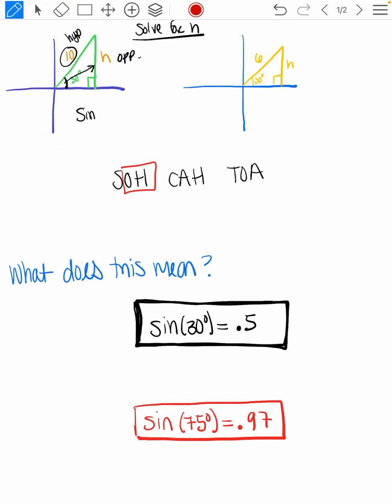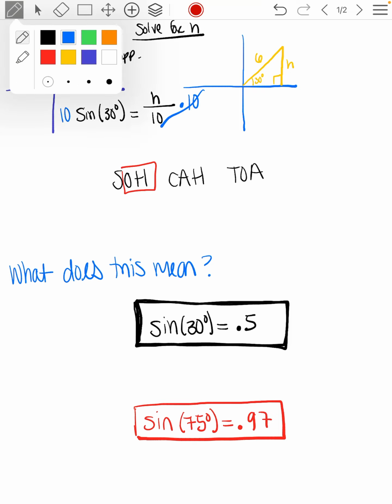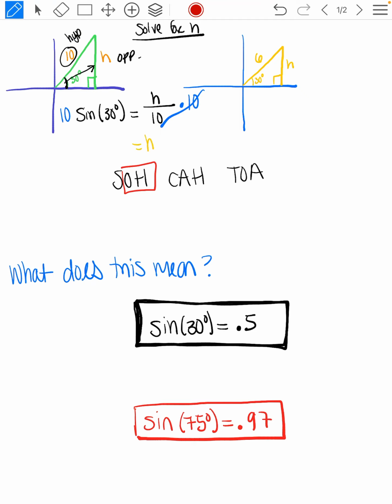So we're going to do sine of our reference angle, which is 30 degrees, equals opposite over the hypotenuse. And in this case, the opposite is h. The hypotenuse is 10. And then we're trying to find the height, so we need to get that by itself. Since on the right side we have h divided by 10, we can multiply by 10 on both sides. That gets us h by itself.